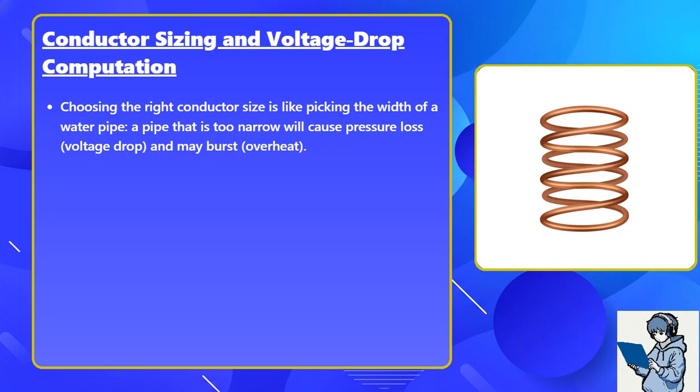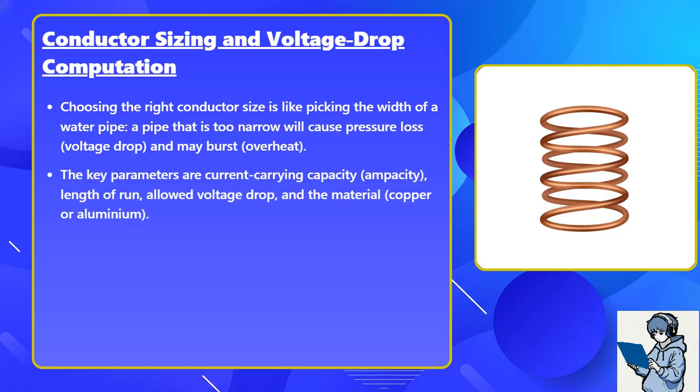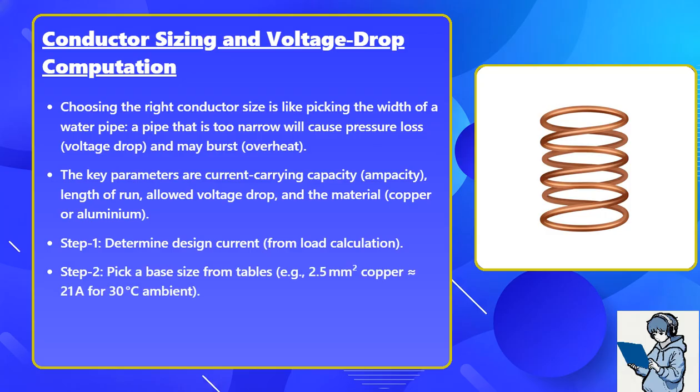Choosing the right conductor size is like picking the width of a water pipe. A pipe that is too narrow will cause pressure loss, voltage drop, and may burst or overheat. The key parameters are current carrying capacity, ampacity, length of run, allowed voltage drop, and the material, copper or aluminum. Step 1. Determine design current from load calculation. Step 2. Pick a base size from tables.